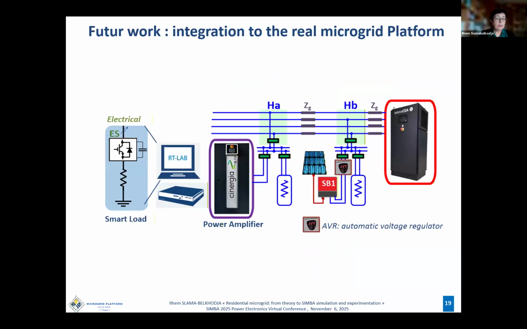Next, we aim to include this smart load in the actual platform via this power amplifier. The idea is also to compare it with the commercial component designed by IBR for automatic voltage regulation, which is becoming increasingly widespread on the Tunisian market as a solution to voltage drops caused by the massive integration of photovoltaics into the distribution network.